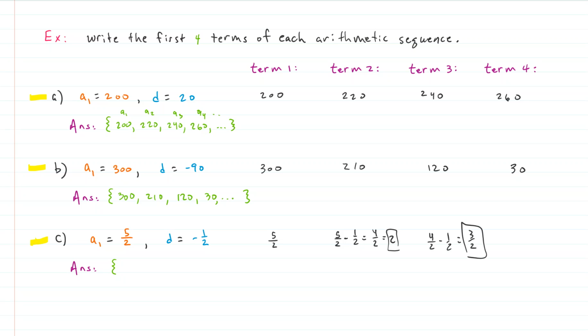And then I have 3 halves, and I subtract 1 half again, gives me 2 halves, or 1. So our first four terms are 5 halves, 2, 3 halves, and 1. And that's it.